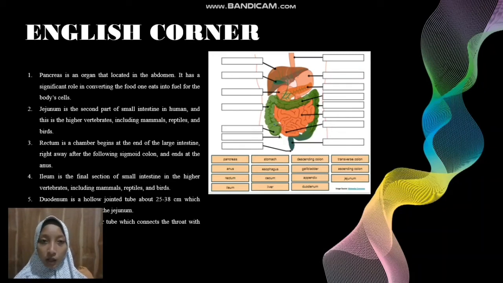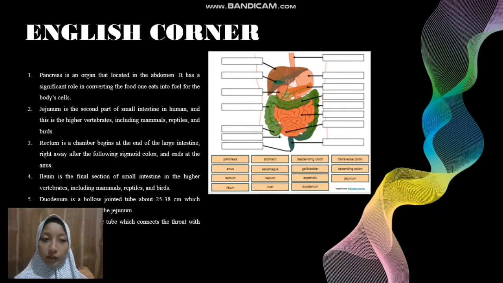So jadi itu English corner di sini itu tentang yang bersangkutan dengan ilmu biologi. Sebenarnya ada juga yang fisika, kemudian kimia sendiri, but I only mention the English corner of biology. And then the second is the genome. The genome is the second part of small intestine in human, and this is the higher vertebrate including mammals, reptiles, and birds. So the genome ini tuh bagian kedua dari usus kecil manusia.